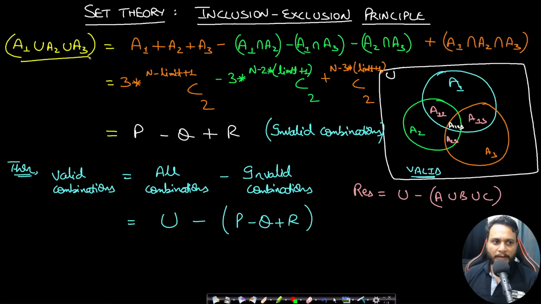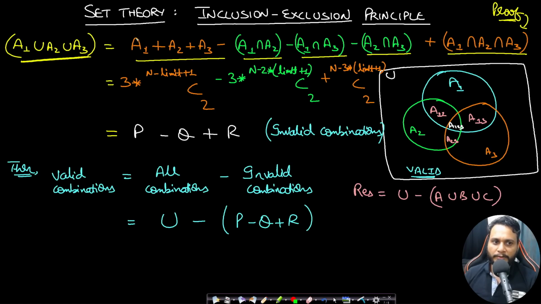In this case, how to calculate A1 union A2 union A3? A1 plus A2 plus A3 subtracted with A1 intersection A2, subtracted with A1 intersection A3 and A2 intersection A3, and you have to add A1 intersection A2 intersection A3. So there is a proof for this. You can always go ahead and read the proof for how this is coming. This is out of scope in this video.